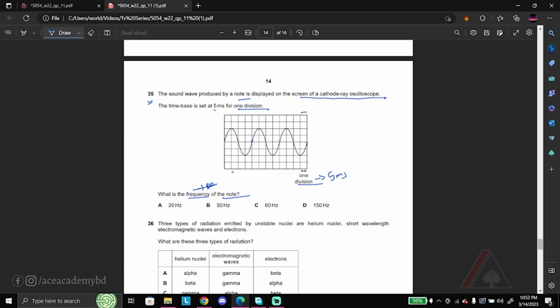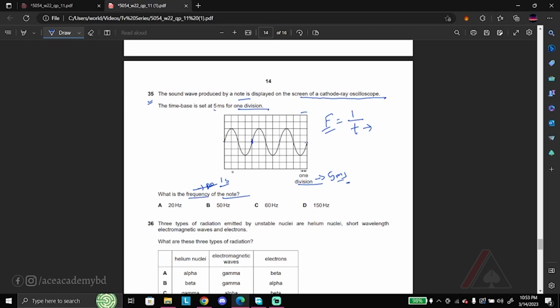Per unit time is usually 1 second, right? But we have one division as 5 milliseconds, so it's quite impossible to actually figure out the frequency just by looking at the diagram. But we can definitely figure out the time period of one wave, then use the formula frequency is equal to 1 by time period to get the value of the frequency. So let's find the time period. Time period is the time taken for one wavelength to pass a point. So basically the time taken for one wave.